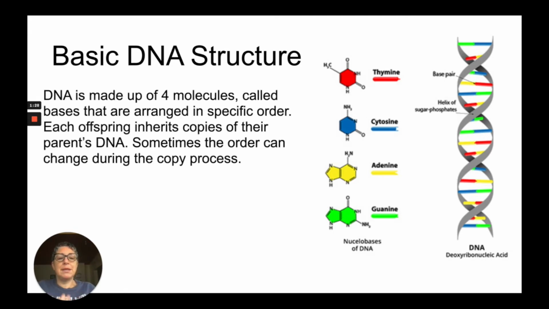So what happens is these base pairs are arranged in a specific order for different types of organisms, and each offspring will inherit copies of their parents' DNA. So typically you would have similar order to your parents' DNA, and that's why you may look similar in one way to one parent and similar in another way to another parent because of the order of the DNA that you have inherited from them. But sometimes the order can change during the copying process when the copy is being made for fertilization.